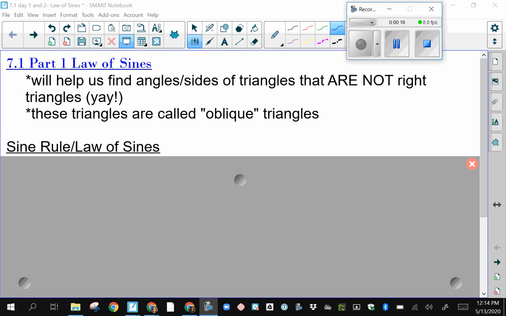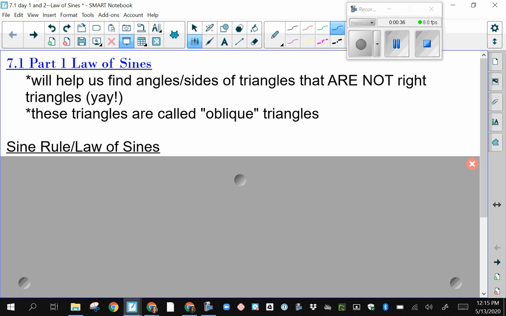Law of sines is helpful because it helps us find missing side or maybe angle information in non-right triangles. So we've been doing so much focus on trig ratios. Remember that those SOHCAHTOA trig ratios are only helpful if you have a right triangle. So this will give us some options to solve for missing stuff if it is not a right triangle.